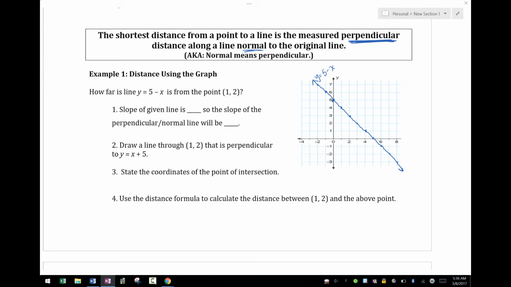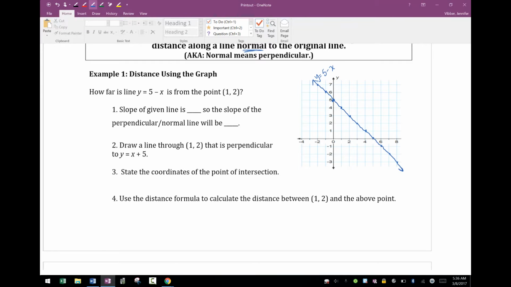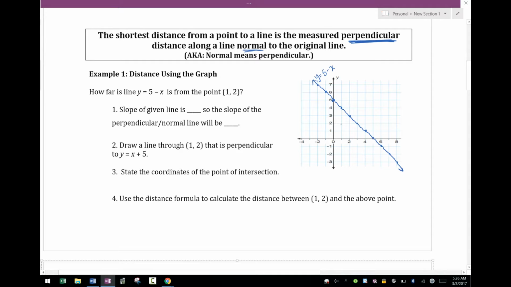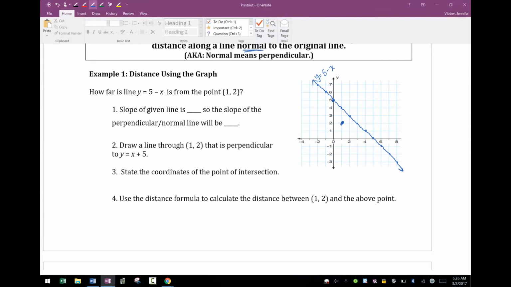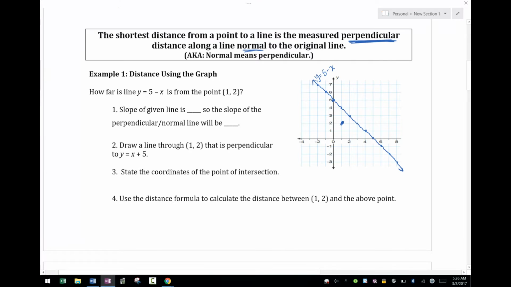And it says, how far is 5 minus x from the point 1, 2? Okay, well, if I were going to draw the perpendicular distance and I didn't scaffold this question for you, if I want to know how far away they are, I'm pretty sure that this is a perpendicular, right? And so if I want to know that distance, it's however long that red segment is. So how far is 5 minus x from the point 1, 2? Well, it's however long this is.